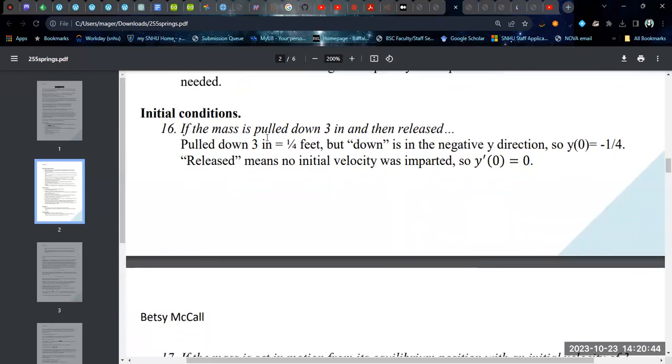So if the mass is pulled down 3 inches and then released, so pulled down 3 inches is 1/4 of a foot. Down is the negative y direction. As a math person, I typically stick with negative is down, positive is up. But these are arbitrary orientations. So as long as you are consistent, you could choose up to be negative and down to be positive. But I'm going to go with down is negative. And then released means there's no initial velocity. You were just holding it there and then you let go. So your y prime of 0 would be 0.